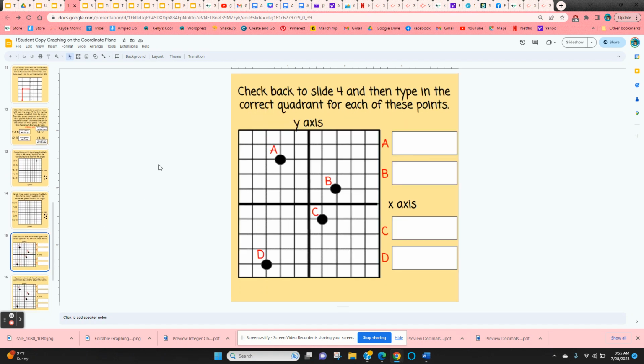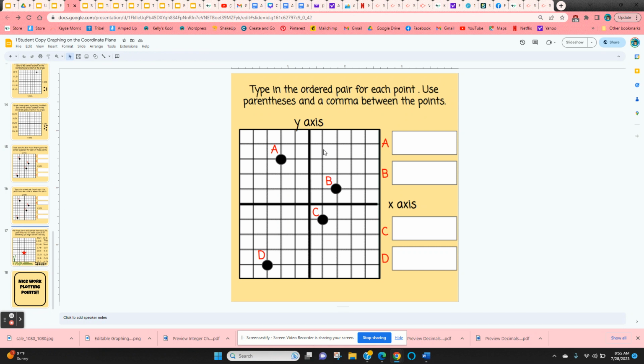The next slide, they're going to be typing in the quadrant. So point A, what quadrant is that? Point B, C, and D. And it tells them on this slide, if they forget, they just refer back to slide 4 to remind them which quadrants are which. The next slide, they're going to be actually typing in the ordered pair. So for point A, they're going to have parentheses. And then they're going to have negative 2 because they go 2 to the left of the origin, comma, and then up 3. So they need to type those in correctly.